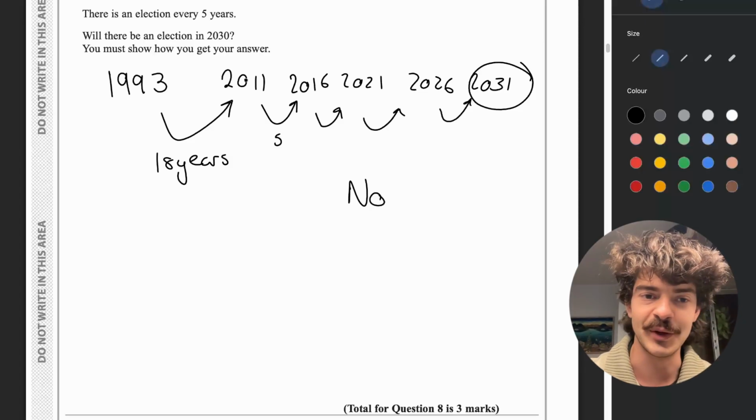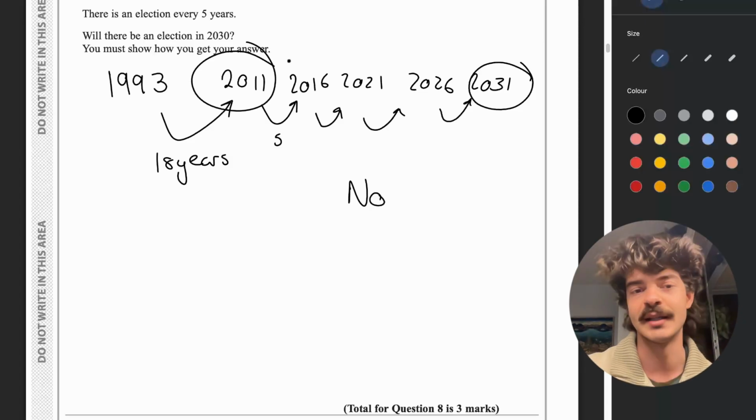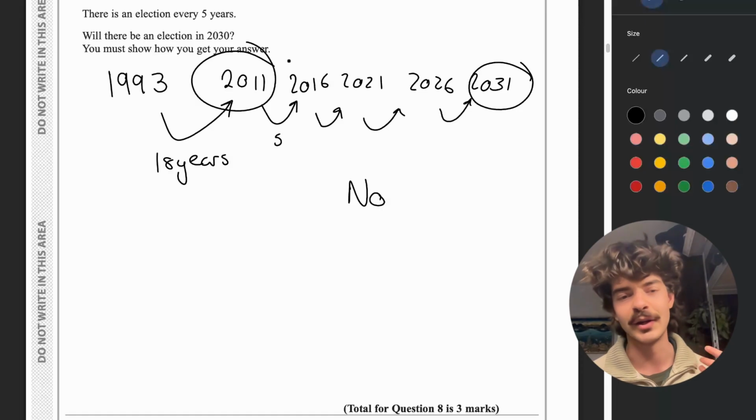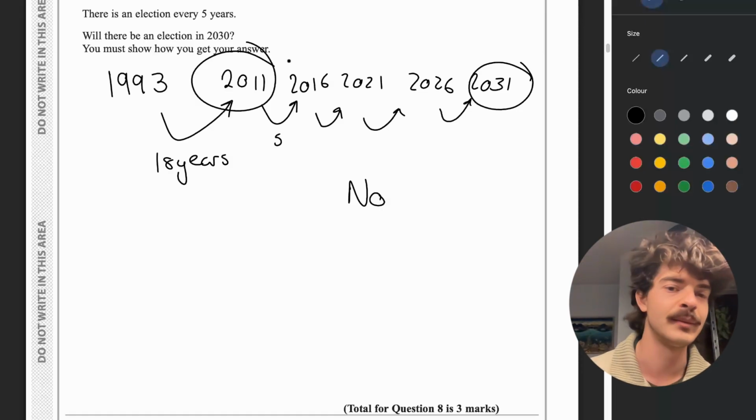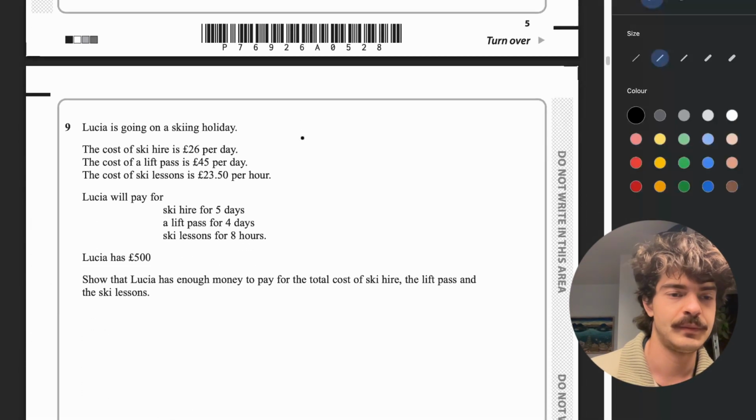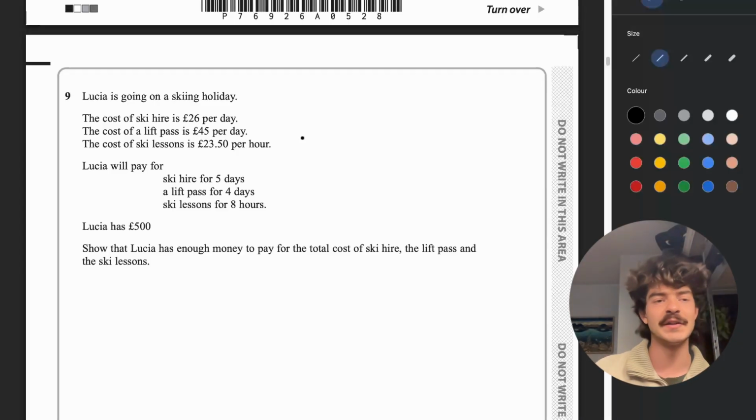And you might even be able to spot this straight away from 2011, realizing that if you're adding 5s, you can only go up in 5 or 10 increments at a time. Cool. On to question 9.